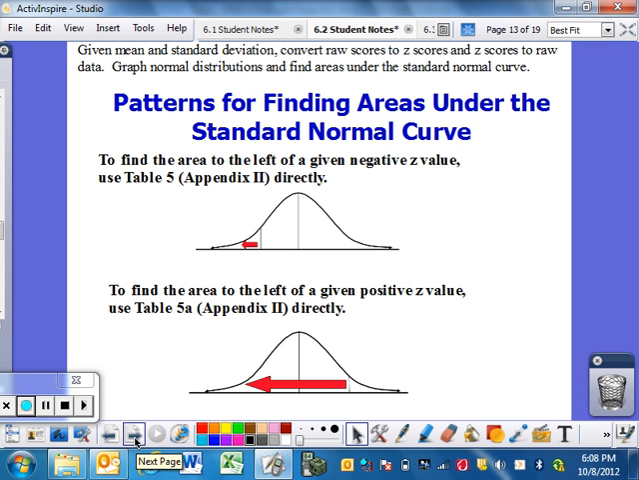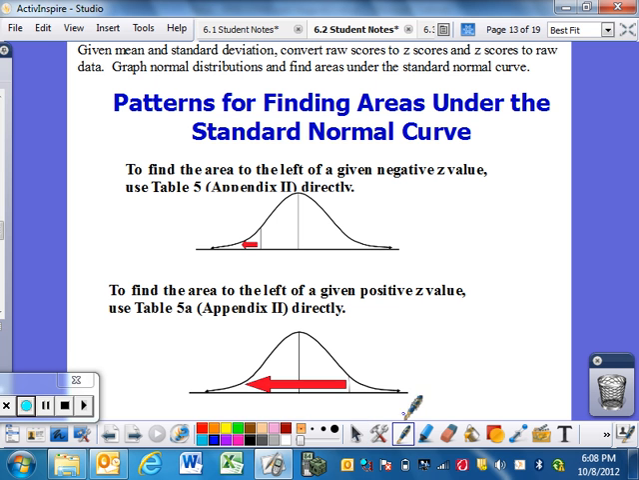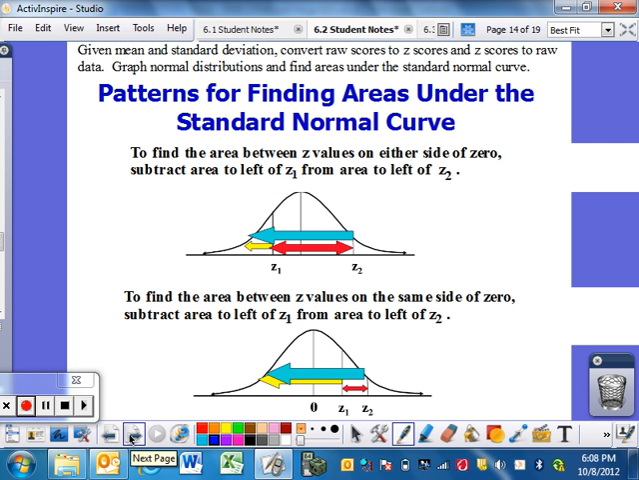So, patterns. Now your table always gives the area to the left. So if I say find the area to the left, it's really easy because it's just the number given in the table. Whether it's a negative one or a positive one, if it says to the left, really easy. What's trickier is what happens if I say the area between two numbers.